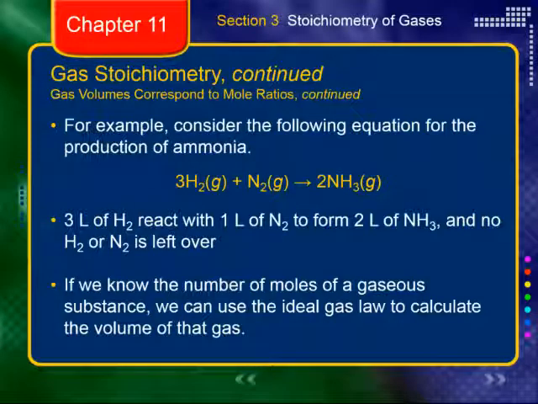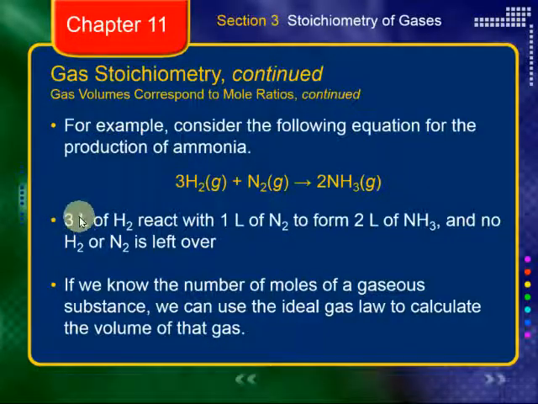For example, consider the following equation for the production of ammonia. We have hydrogen gas reacting with nitrogen gas to form ammonia gas at a mole ratio of 3 to 1 to 2. Remember how we say that out loud, a 3 to 1 to 2 ratio. That means 3 liters of hydrogen gas are reacting with 1 liter of nitrogen gas to form 2 liters of NH3, and no hydrogen is left over and no nitrogen is left over.